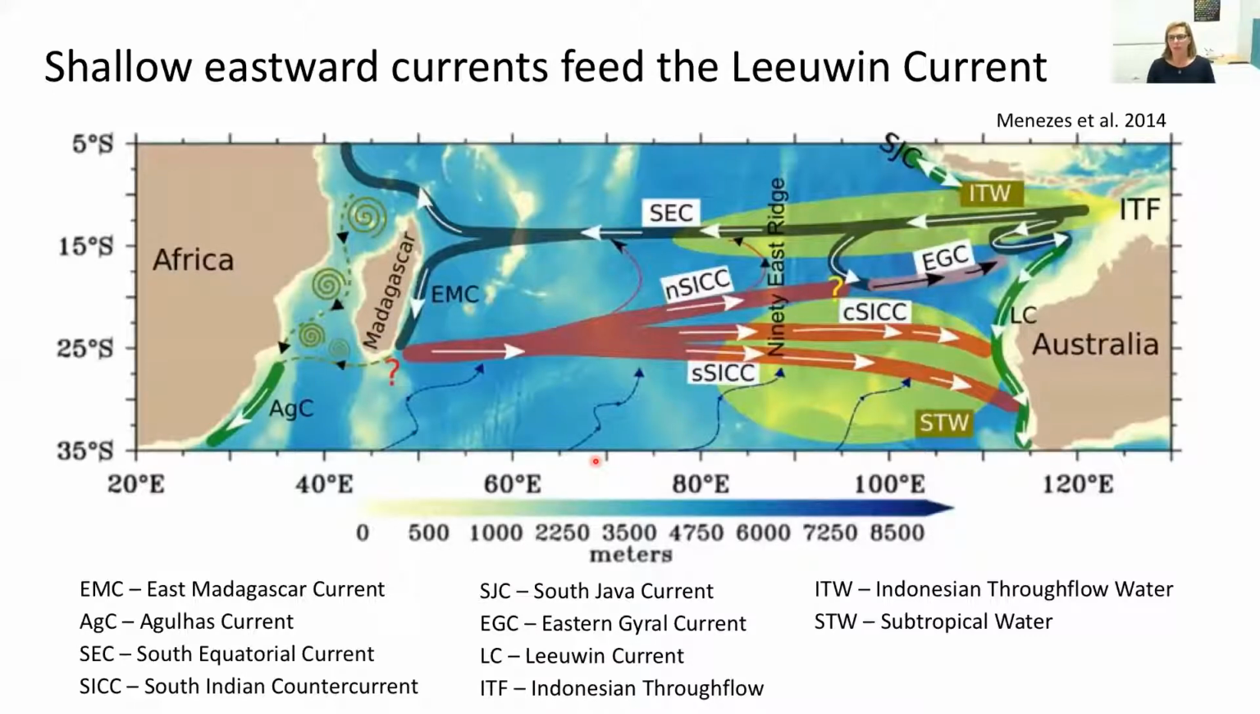So the eastward currents have now been mapped, working with new observations from satellite and models and Argo observations, and we find that there are eastward flows extending from Madagascar all the way across the southern Indian Ocean, and they merge with the Leeuwin current. And we also see some recirculation of this Indonesian throughflow water coming back towards Australia.